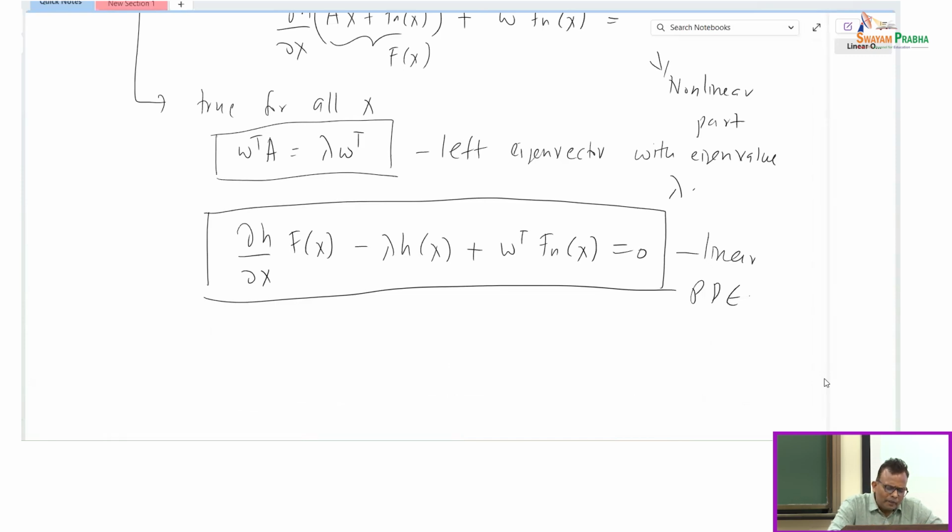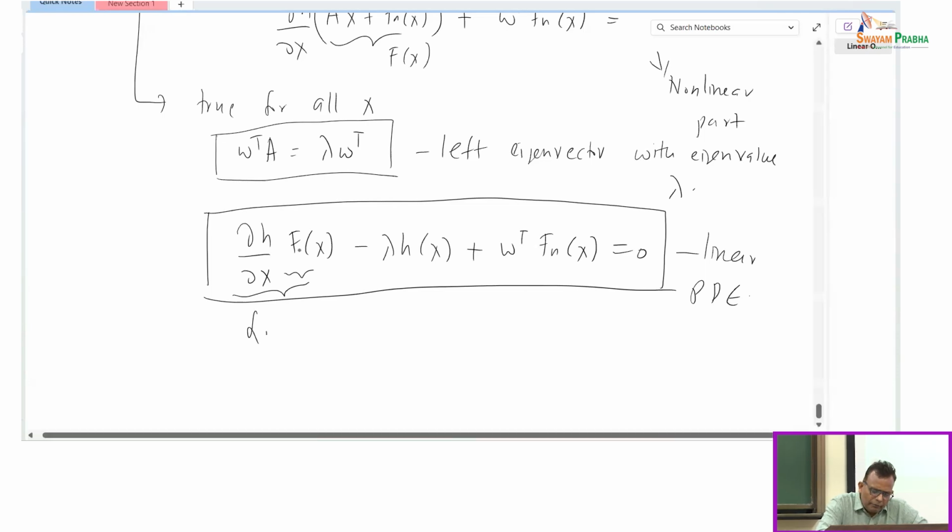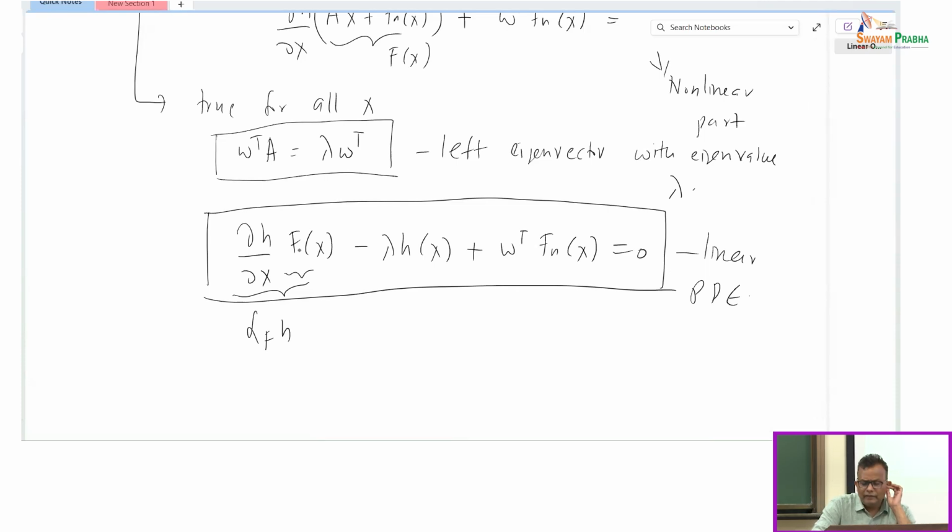But before that, let me say a few things about this linear PDE, right? So this is a linear PDE. Not only that, this linear PDE is derived from an ODE, x dot equals f of x. And if you look at this, this is precisely the Koopman generator, right? This, with our notation, is nothing but L_f of h. This is the Lie derivative of h along the vector field f.